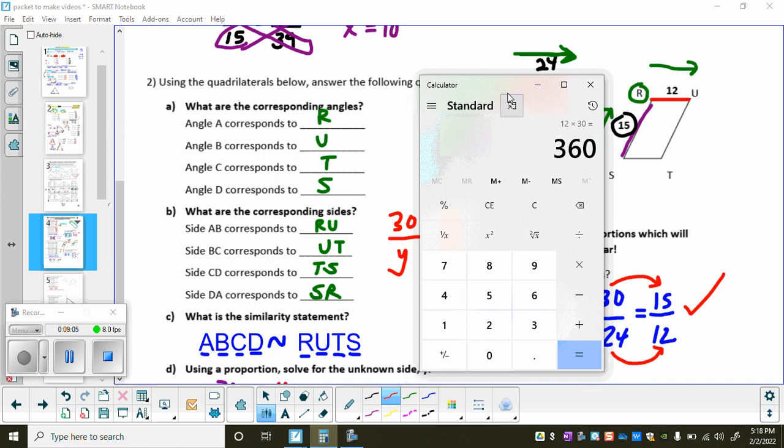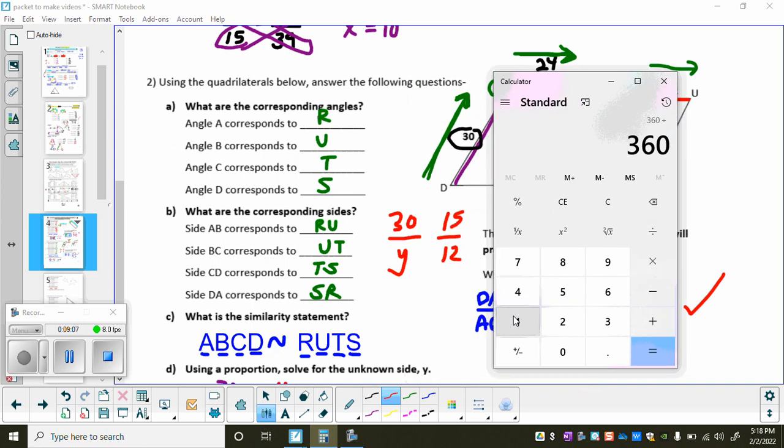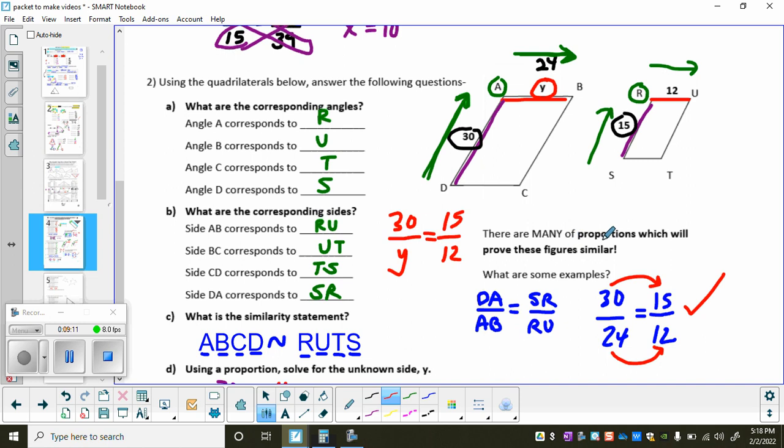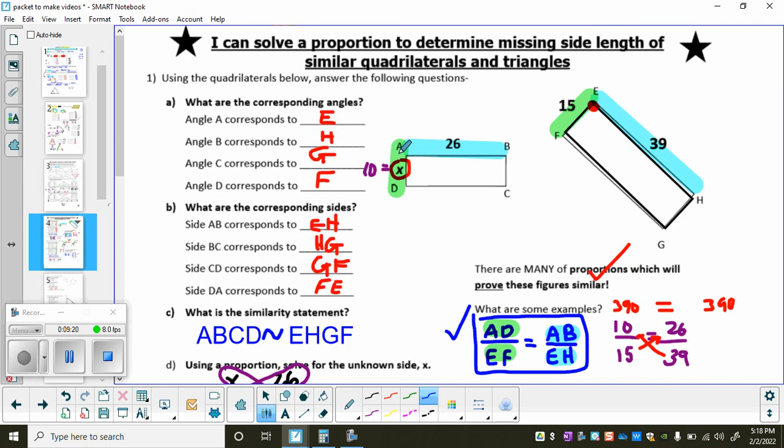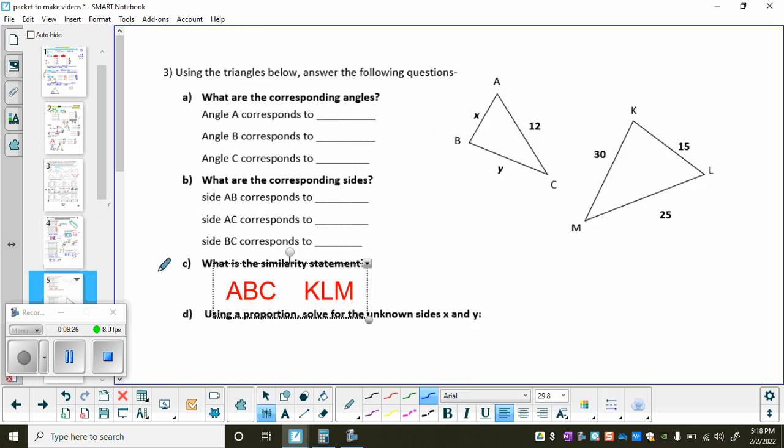And then when I divide it here by that 15, I'm going to get the same answer. I'm going to get the 24. So there's lots of proportions that can prove that these figures are similar. And as your math teacher, I'm going to actually recommend this method up here, that you go from corresponding side to corresponding side, and then over here and match up the corresponding sides. And right here is a good example of why this is going to be our strategy.